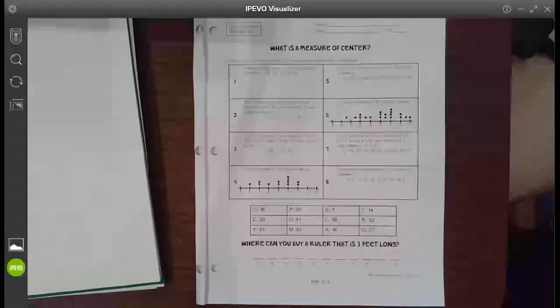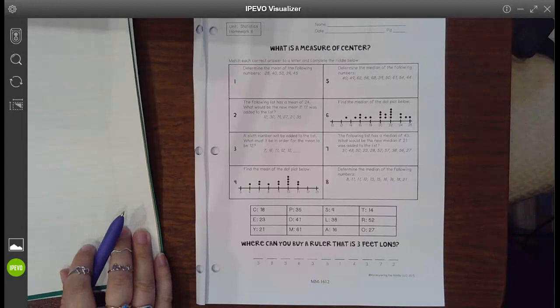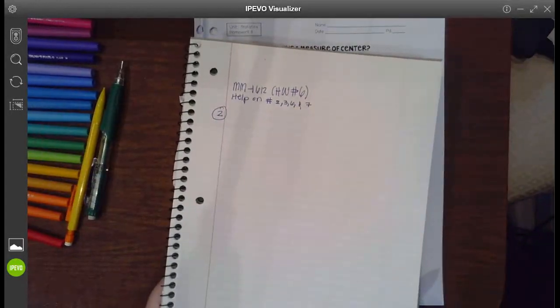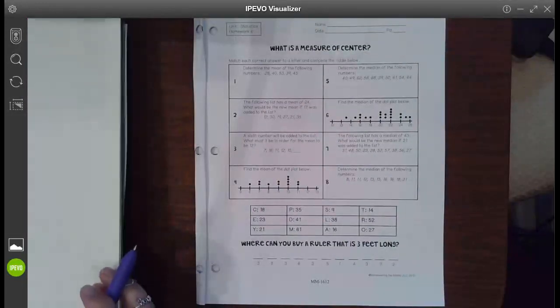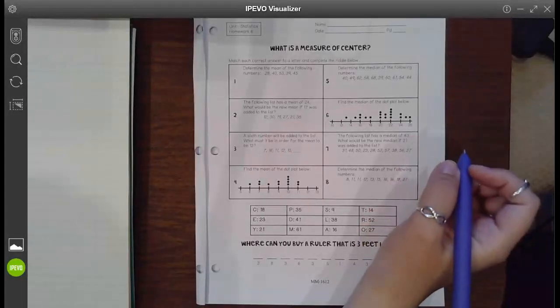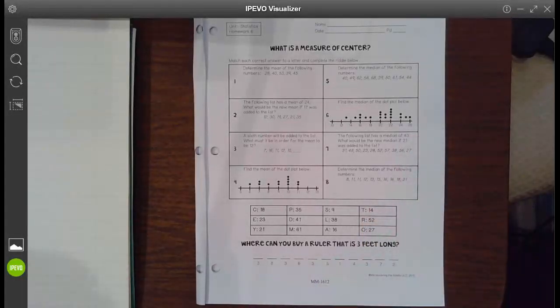So remember, when there's not proper space, sometimes it's helpful. If you need to, you can always show work on a separate sheet of paper. However, this one, there are work boxes, so I'm fine either way. I'm going to help you with numbers 2, 3, 6, and 7.